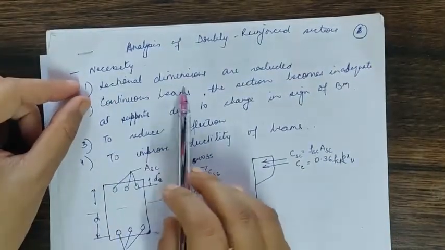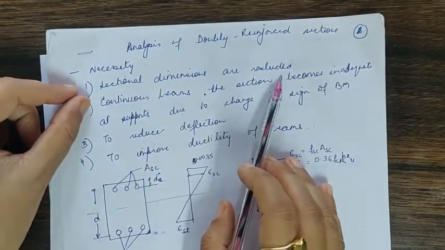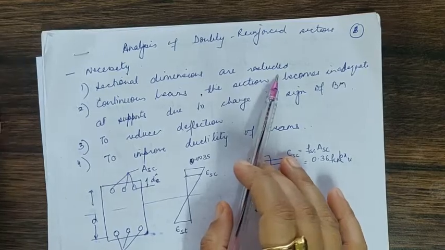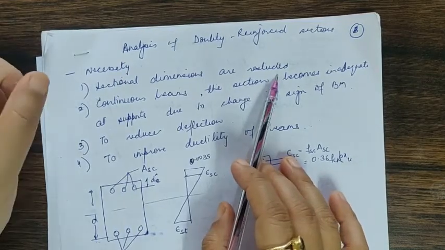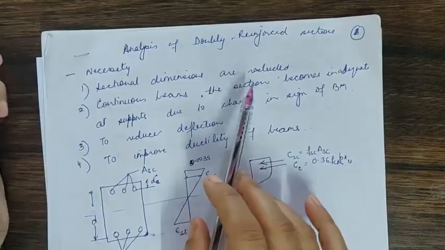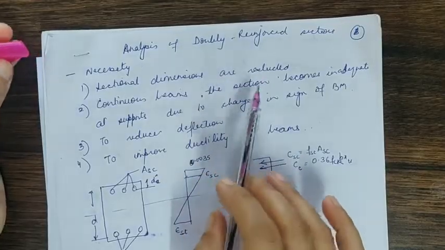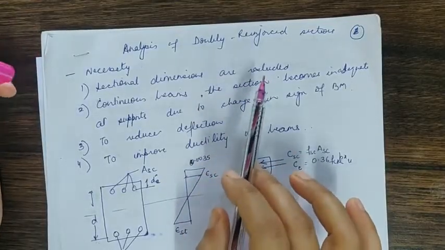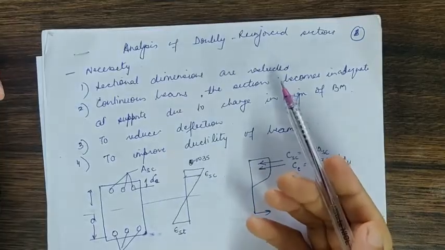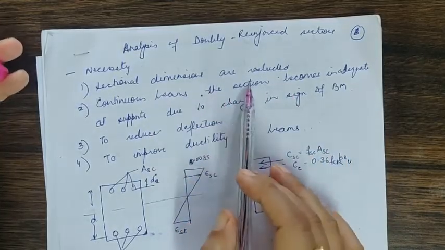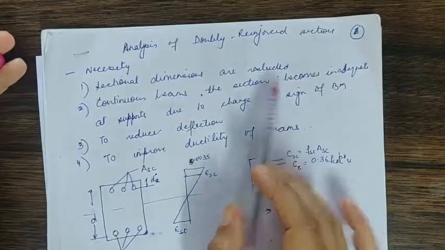Okay. Now what is the necessity of having such a beam? First is sectional dimensions are restricted. So it means you cannot increase the depth of the section. If you cannot increase the depth of the section, you want the section to resist certain specific moment, then you will have to increase the reinforcement and you will have to make the beam doubly reinforced beam.